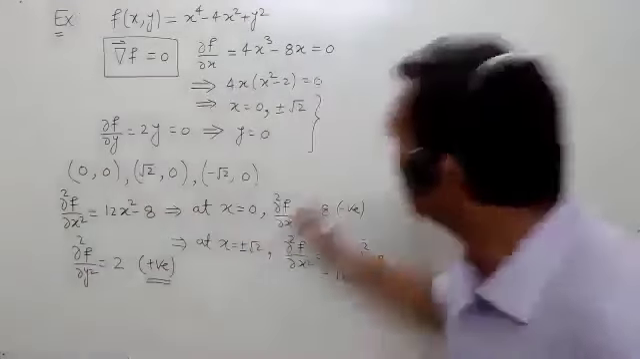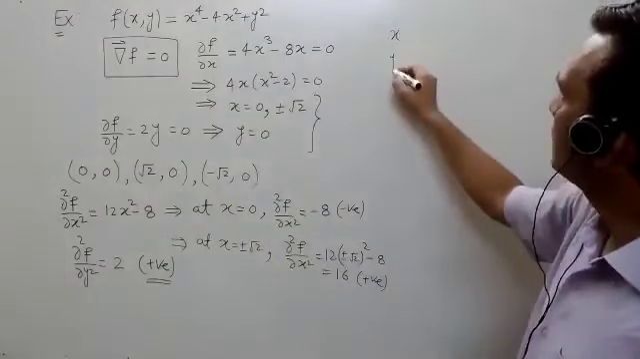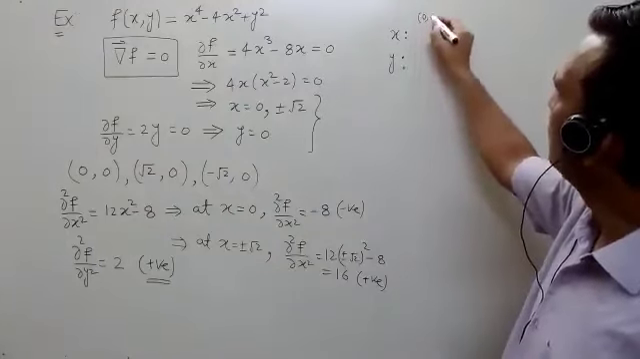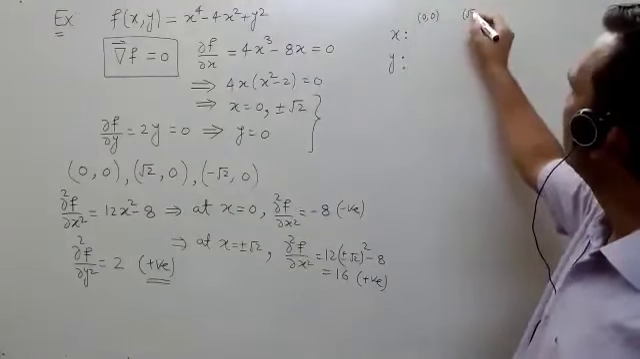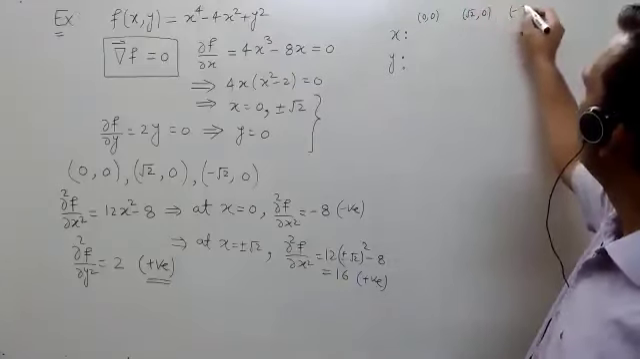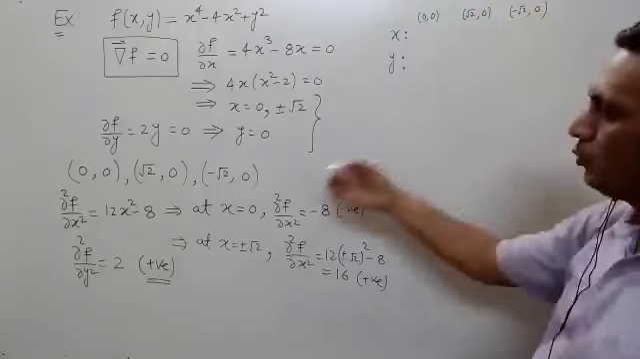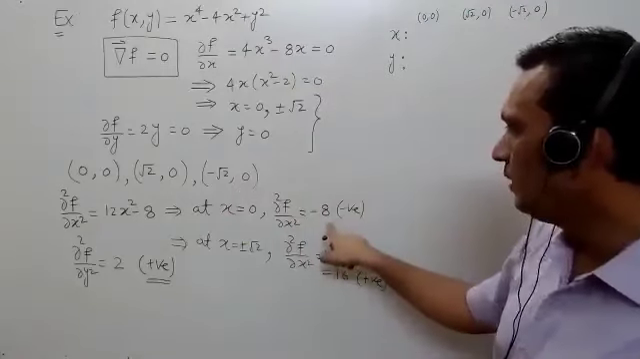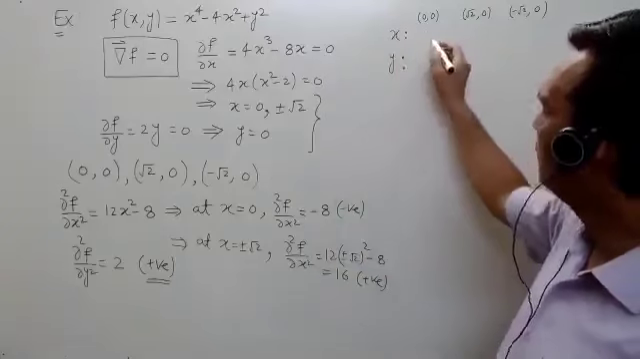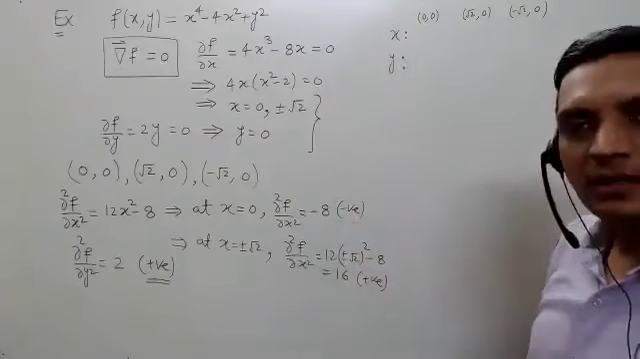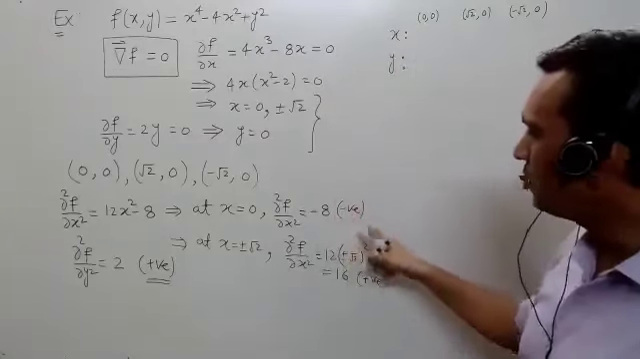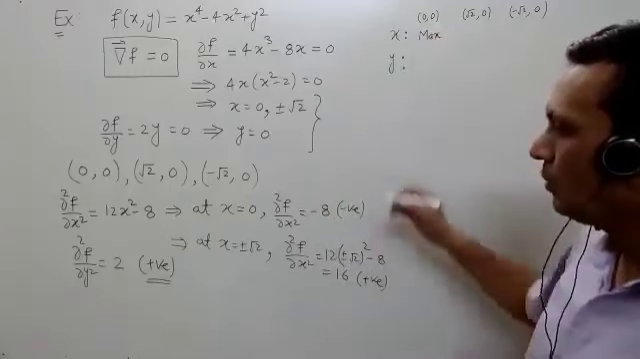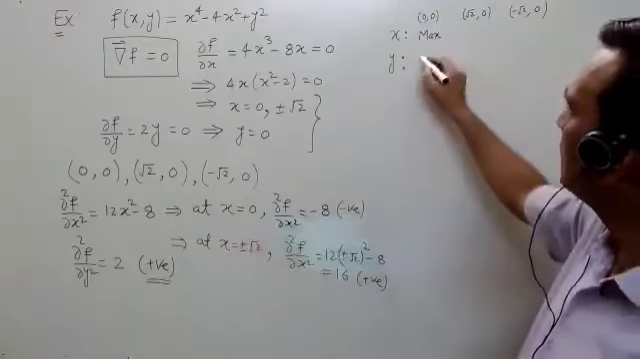So you can take it as x and y. The first point is 0, 0. The next point is root 2, 0. And the next point is minus root 2, 0. So we have to see the second derivative. At 0, 0, what will happen? You can see this x will give you negative, which means if the second derivative is negative, that is a maximum point. Maximum. And what about y? y is positive, that is a minimum point.